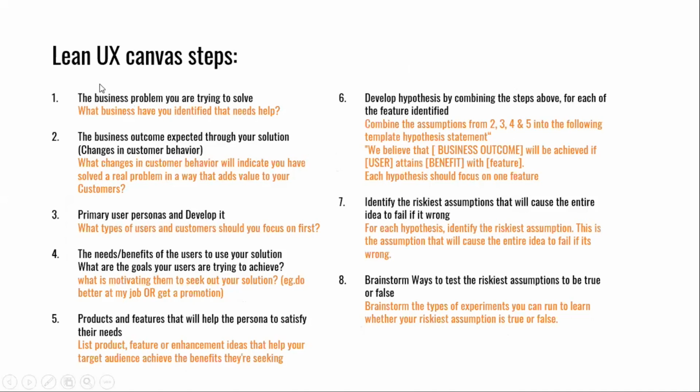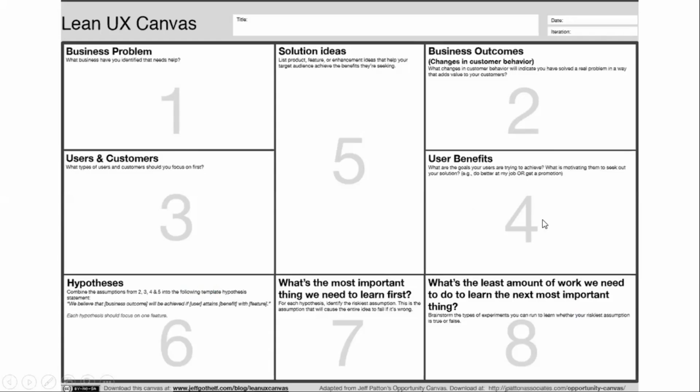So user benefits you list here, and then solution ideas. The way we are going to approach this is with case studies, with details about what exactly goes in, so that you get a better picture, which you can apply to your own ideas and products as well. Finally, once you list down the solution ideas, which could be a list of products, features or enhancement ideas that help your target audience achieve the benefits they are seeking.